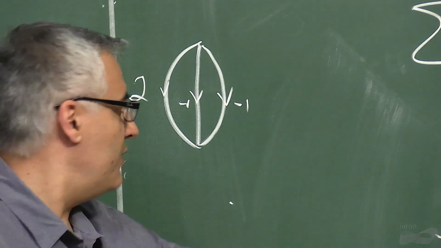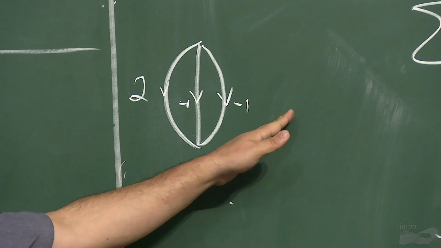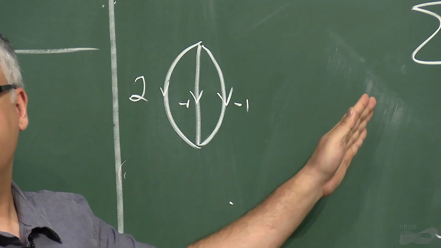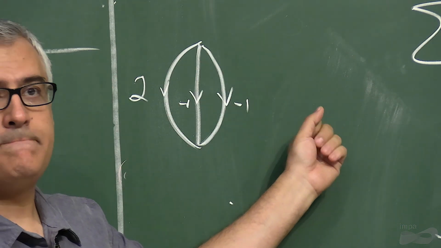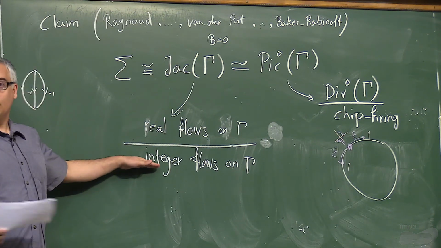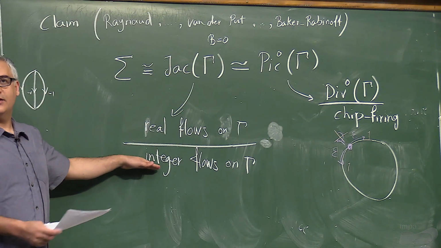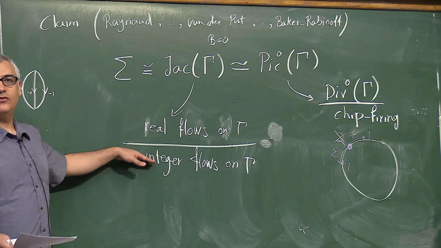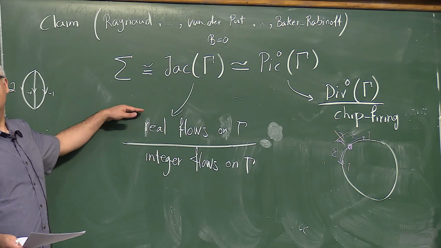Integer means that you put integer numbers. Real means you're allowed to put real numbers. And integer ones form a group. You can add two integer flows, get another integer flow. You have a zero flow, and so on and so forth. And real ones form a vector space.